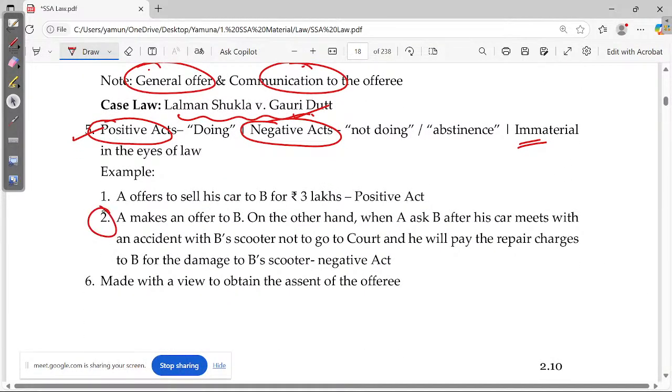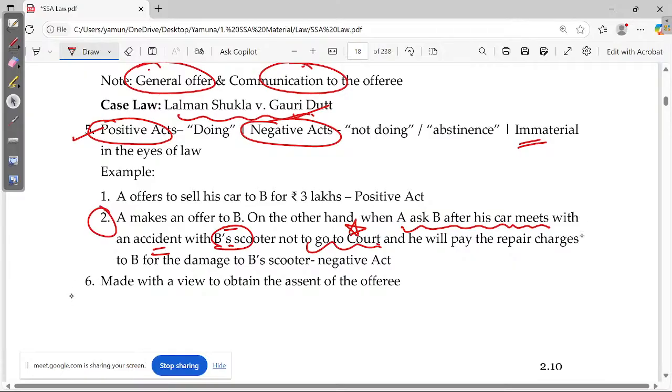Let me go for the second one. A makes an offer to B. On the other hand, when A asks B, after the car meets with an accident with B's scooter, not to go to the court of law. It's my mistake only, don't go to the court of law. I will go for paying the repair charges and all. So, which means it's something about not going to the court of law.